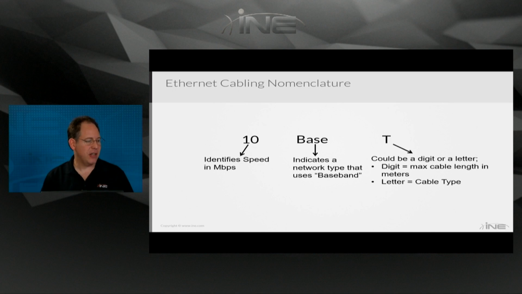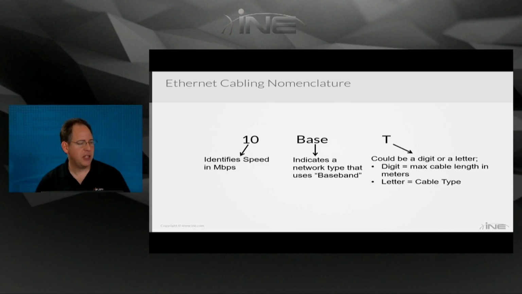And then the last section could either be a digit or a letter. For example, if it's a digit, that represents the maximum cable length in hundreds of meters. Some of the older Ethernet was like 10BASE2. 10BASE2 was 10 megabit per second Ethernet baseband that could operate over a cable roughly 200 meters in length. Actually, it supported about 185 meters. There was also 10BASE5, which was an Ethernet cable that was up to 500 meters in length.